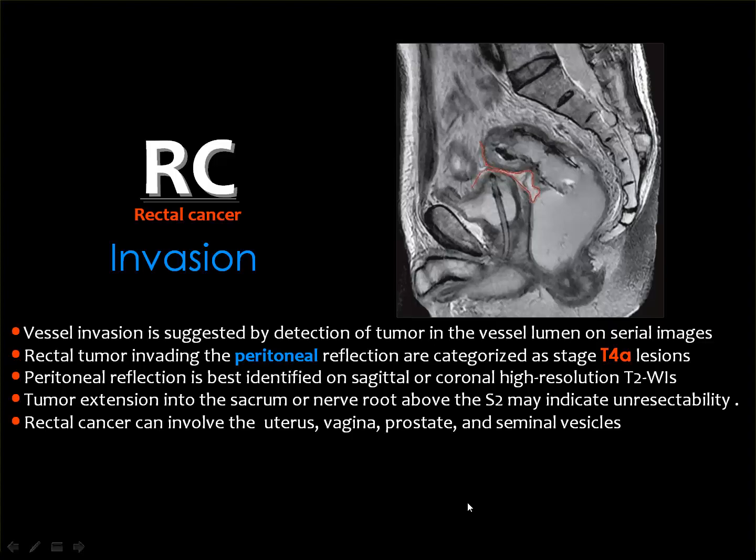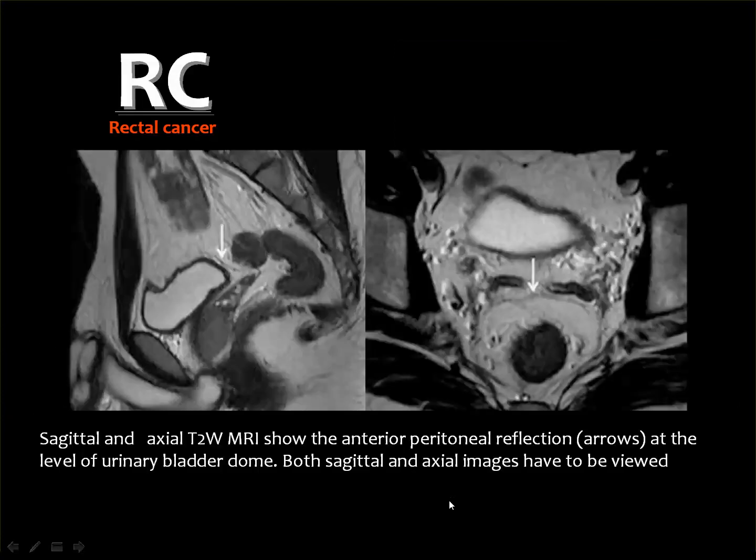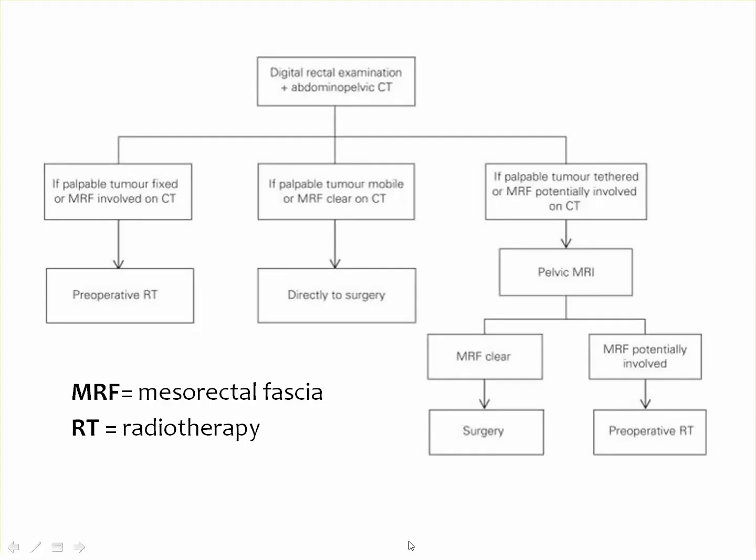But in many cases, you can see the involved peritoneum because it has been thickened, so that you can elicit it in the imaging. And this is the peritoneal reflection in a normal condition. You see it is just superior to the urinary bladder in the sagittal image, which is, according to the literature, the most common or the most preferable plane for assessment of the peritoneal reflections.